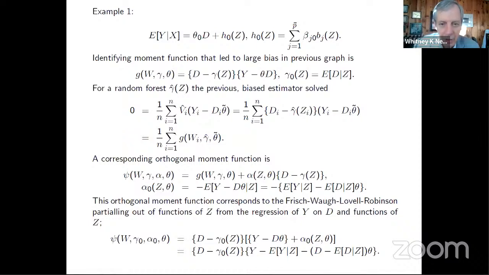Okay, now the thing that we add is the regression of y minus d theta hat on z, the covariates. So that's the thing that we're going to add, and we'll see what this leads to. And then it'll be intuitive that this removes the bias.